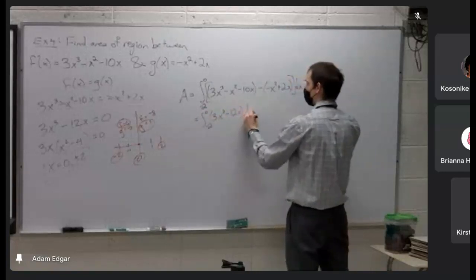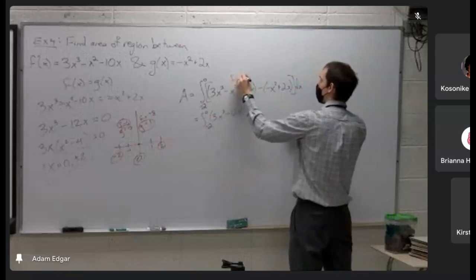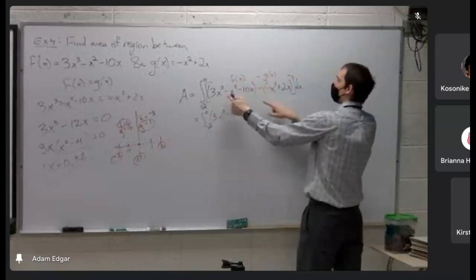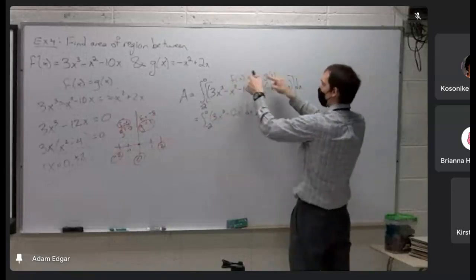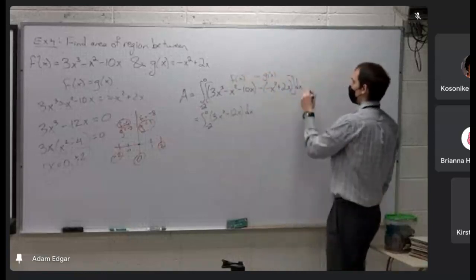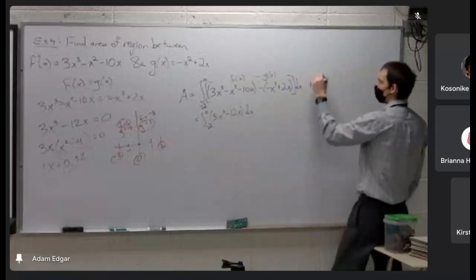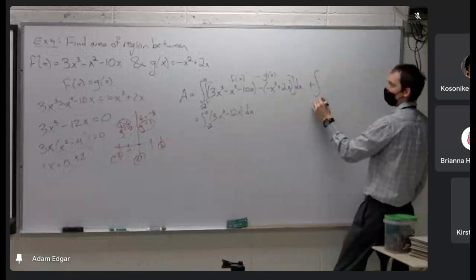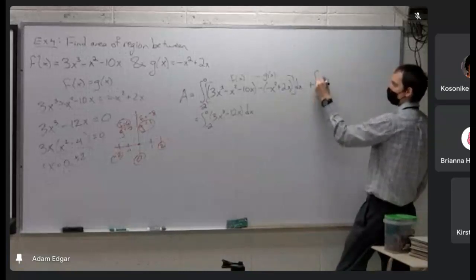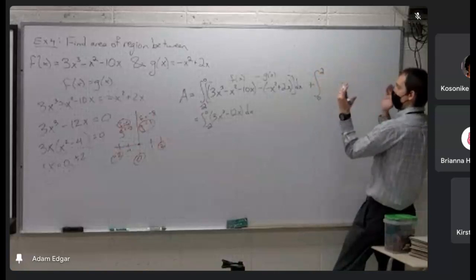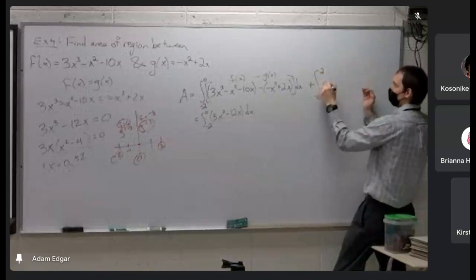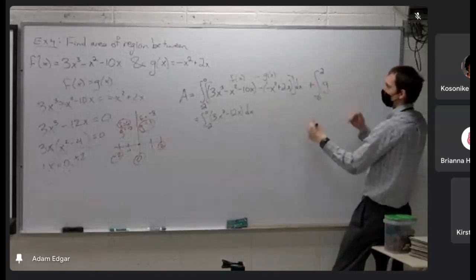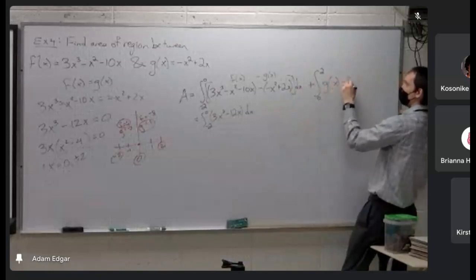Or at least write f of x minus g of x. So if you don't want to write all this out, just write f of x minus g of x inside there. And then you're going to add to that your second integral. That's going to go from who to where? 0 to 2. And now who's going first? G of x, because on the second section, g is on top. So we'll say g of x minus f of x.